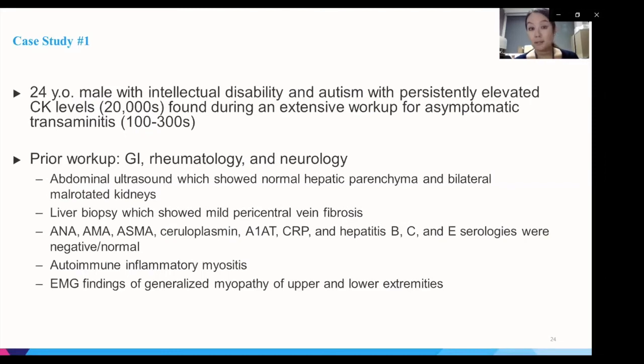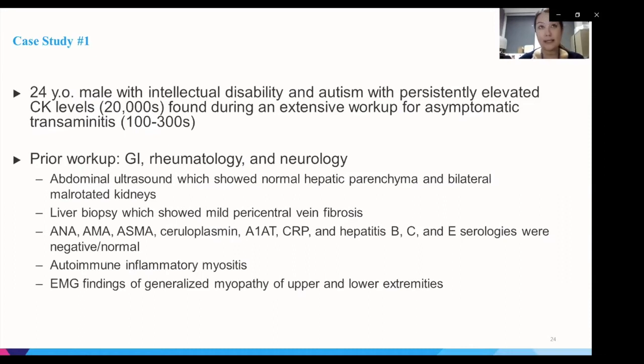He was initially seen by GI, had an abdominal ultrasound, a liver biopsy, and a lot of labs looking for autoimmune hepatitis, and all the workup was generally not diagnostic. He was eventually also referred to rheumatology. In between them, someone obtained a CK level, which was found to be in the 20,000s, which would explain his transaminitis. So he was eventually also referred to neurology, who did an EMG, which found generalized myopathy of the upper and lower extremities.